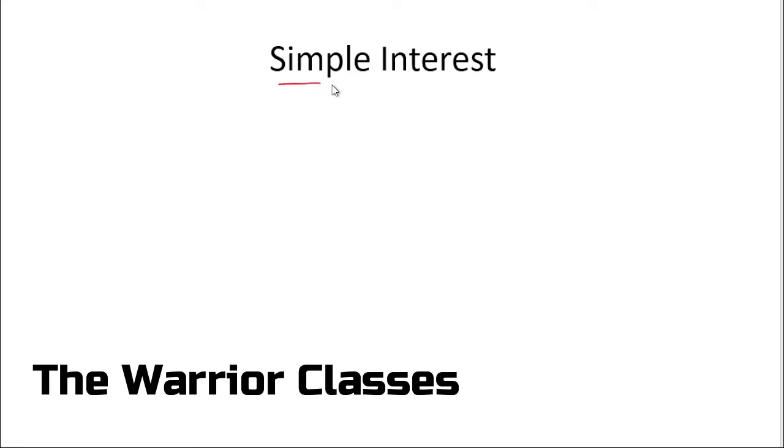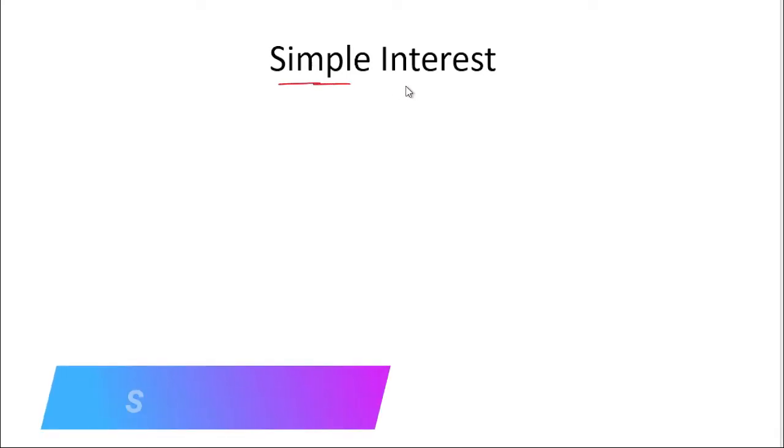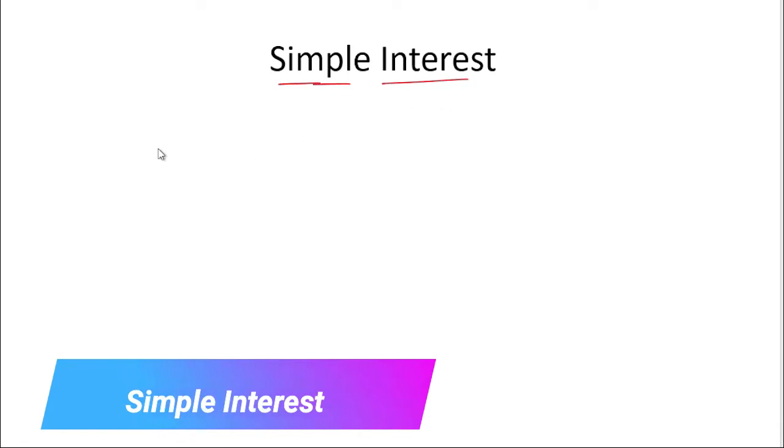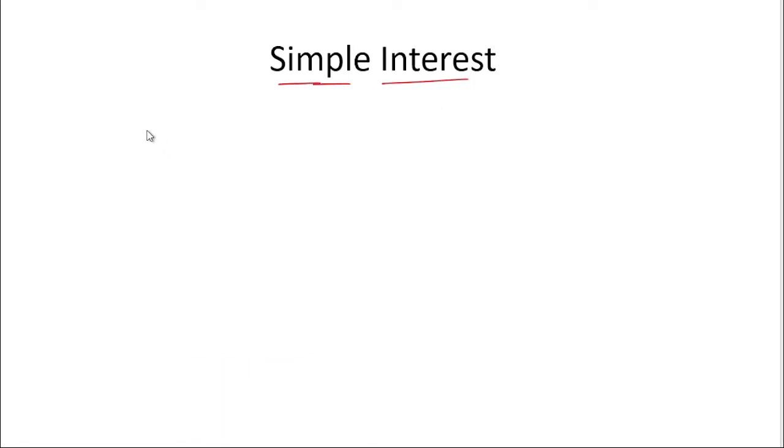Today in this session we will discuss the chapter Simple Interest. Now friends, what are the ingredients in this chapter? One is principal. Principal is the amount that has been given or lent to someone or to a bank, or taken from the bank.